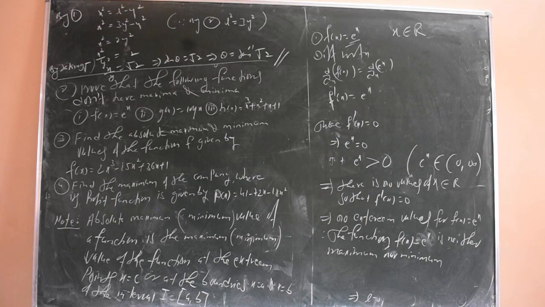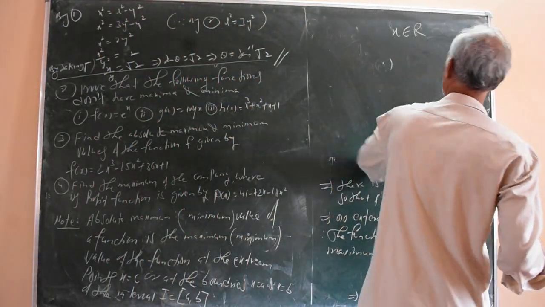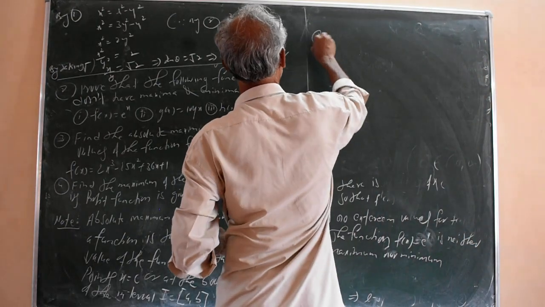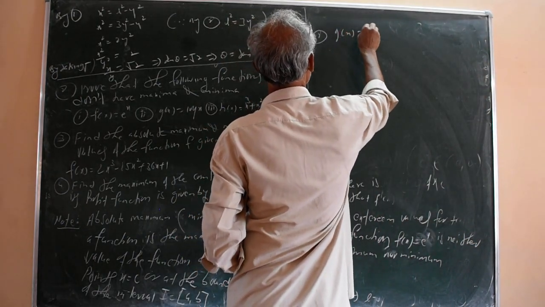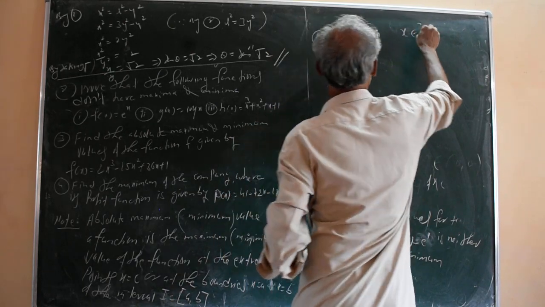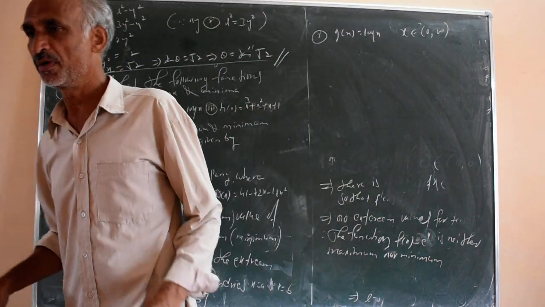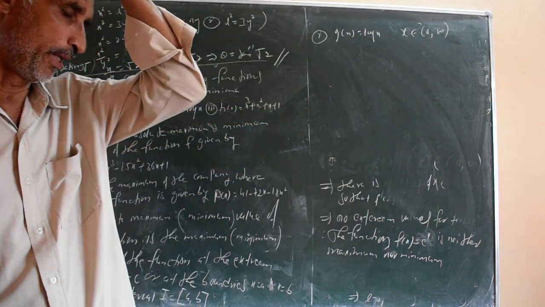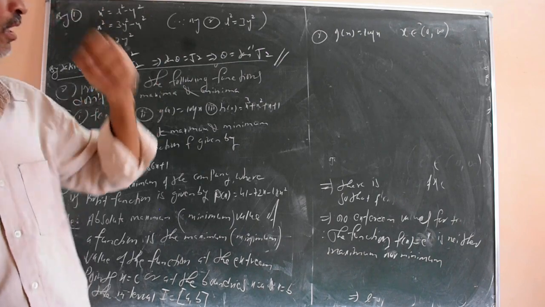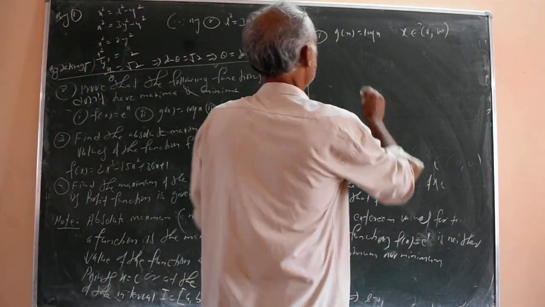Second one, g of x is equal to log x. We know the domain of the log x function: x will not be negative. Log of a negative number is not defined. Log of -3, log of -0.1 is not possible. Logarithm is defined only for positive numbers.